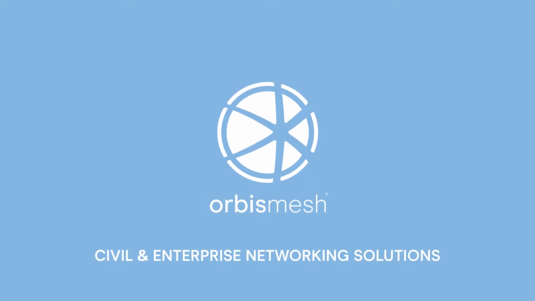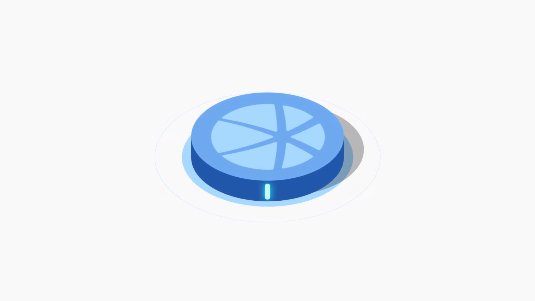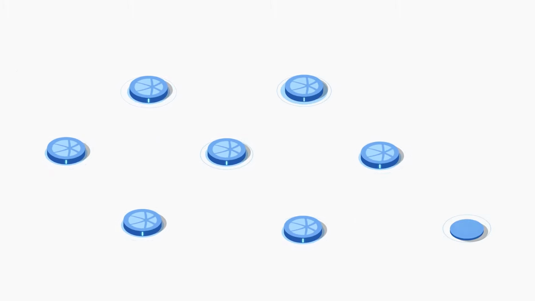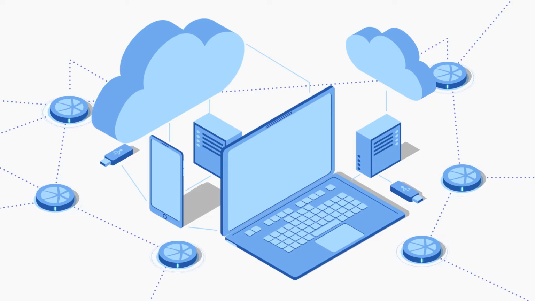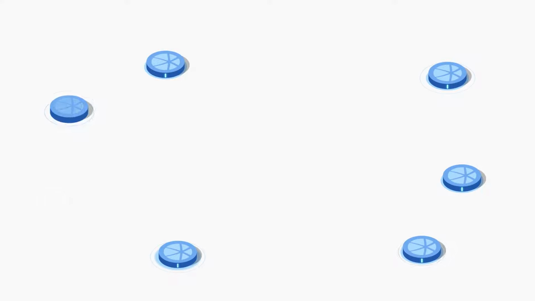Orbis's civil and enterprise solutions allow for the deployment of cognitive IoT, bridging the gap between data, computing, and the physical world. What is mesh networking? Imagine tens, hundreds, or even thousands of Bluetooth-capable chips seamlessly sharing data amongst each other. Each node relays the data of nearby nodes, forming a distributed network.